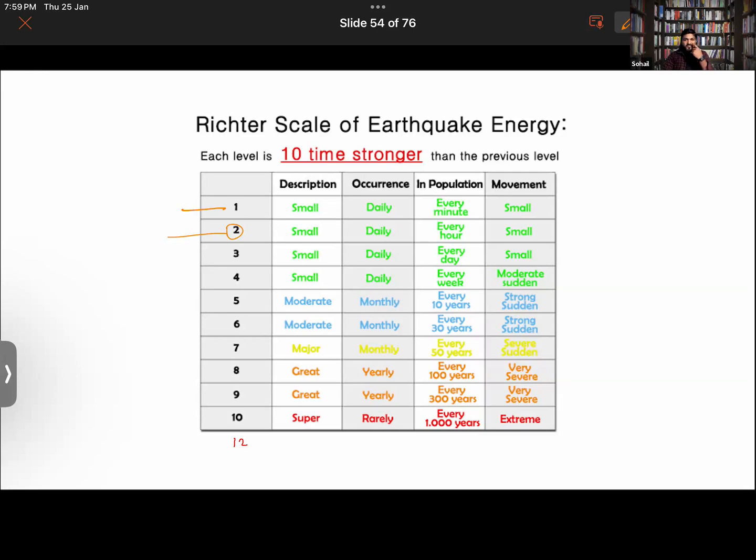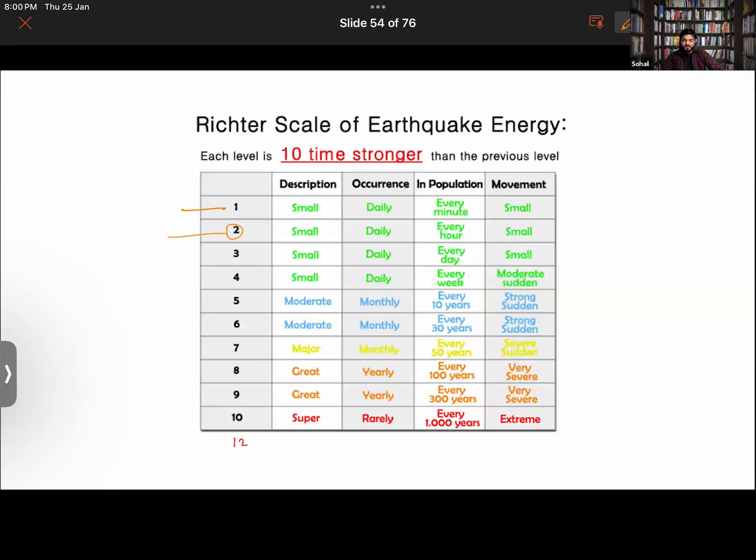But a difference of 1 on the Richter scale shows that the next earthquake is 100 times greater than the previous one. Yes, sir. 100 times stronger than the previous magnitude. Getting it, guys, what I'm trying to say? Sir, it is written 10 times, in the slide. Each level is 10 times stronger than the previous level. Okay, 10 times then. So it's a 10 times difference.